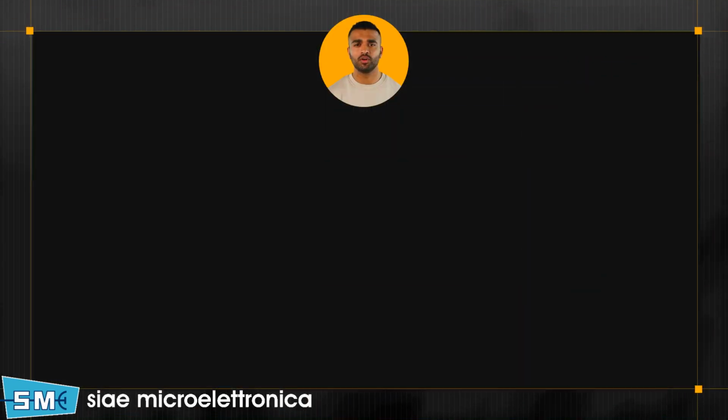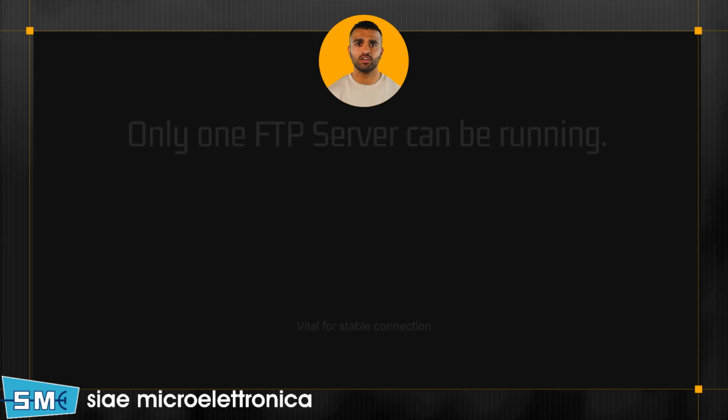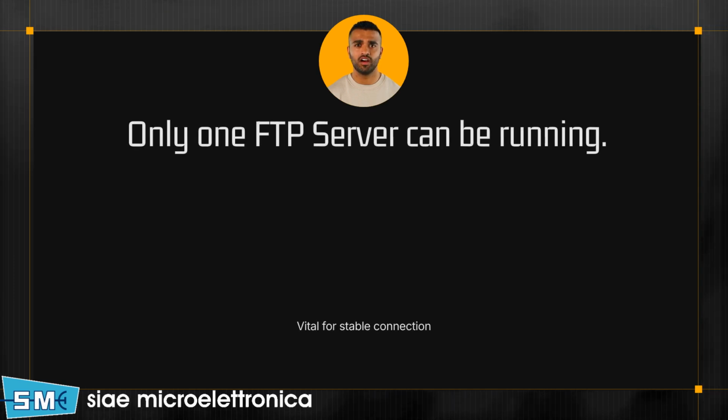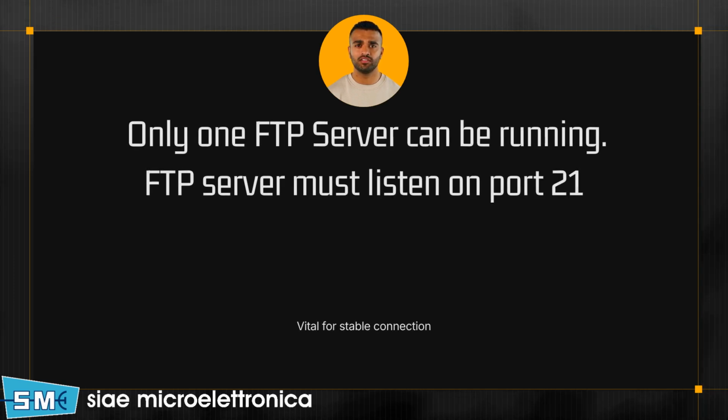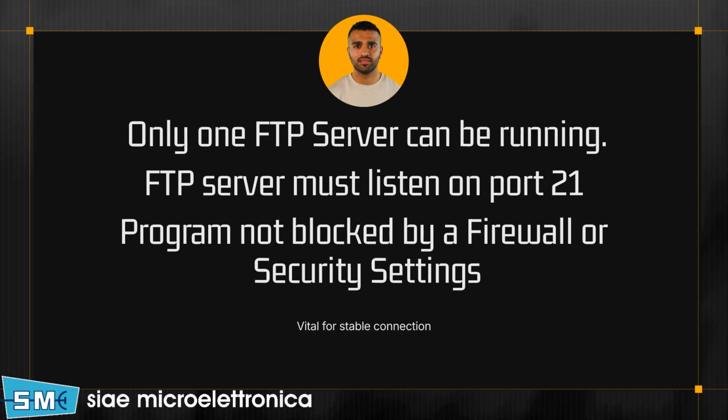Common issues like security programs or firewalls can block FTP traffic. Configuring your firewall to allow FTP connections is essential for smooth operations. When troubleshooting your FTP connection, ensure you only have one FTP server on the network. Your FTP server is listening on port 21 and not blocked by security settings. These steps are vital for maintaining a stable connection.